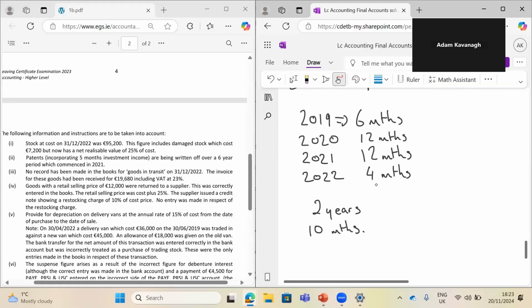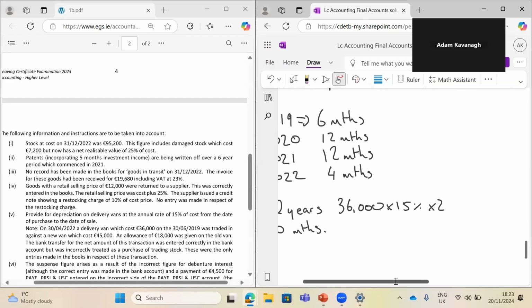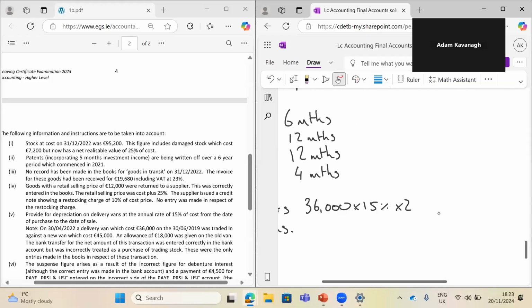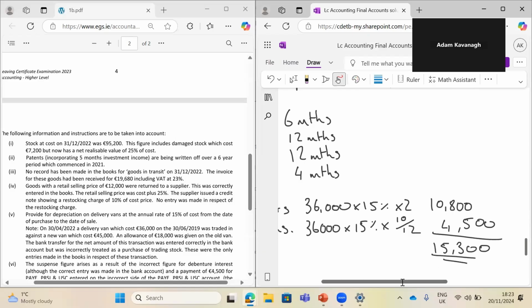So the 2 years, first of all, it's a 15% per annum rate. So 36,000 multiplied by 15%, multiplied by 2, because it's 2 years. That will give you 10,800. Here it's 36,000 multiplied by 15%, multiplied by 10 months, 10 over 12, which will give you 4,500. In total, that's 15,300, and that's the depreciation on the old van.